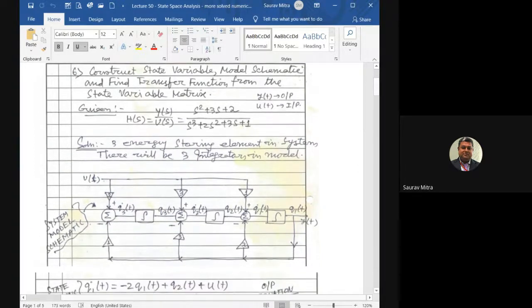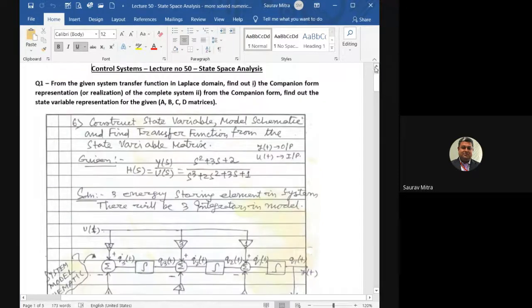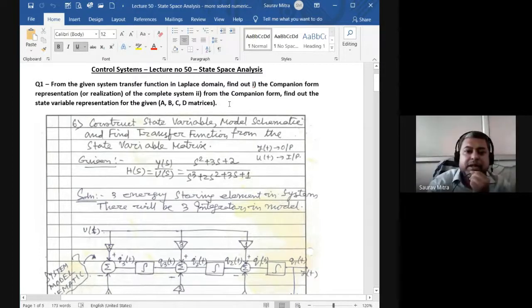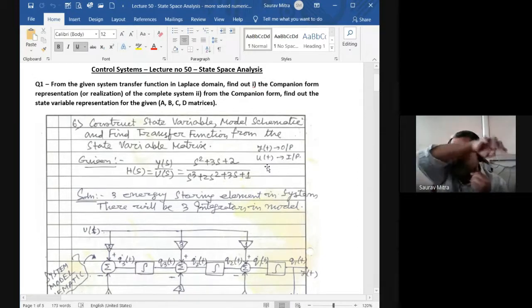What is the next question? So question is given as in the top. You can see that from the given system transfer function, that is hs, find out the companion form representation, which you can find here below shown, or which is also called as realization or circuit schematic or system schematic of the complete system. Second, from the companion form, find out the ABCD matrices. So companion form actually helps you to formulate ABCD matrices very easily.